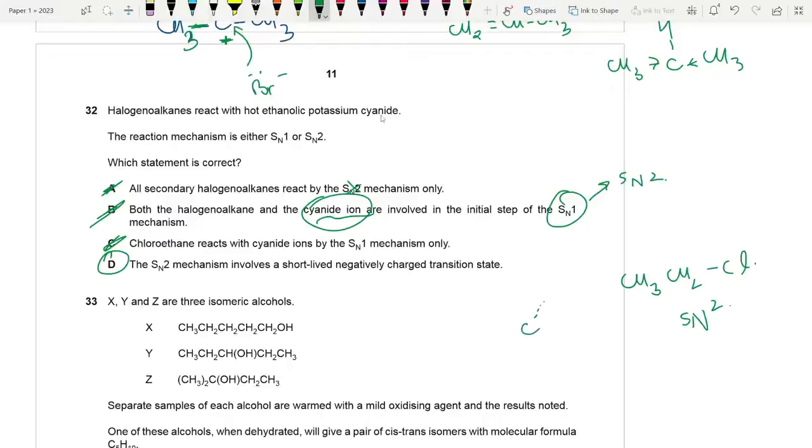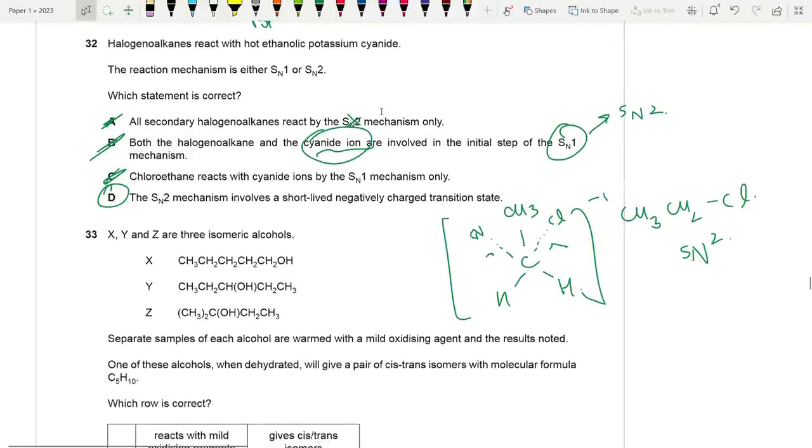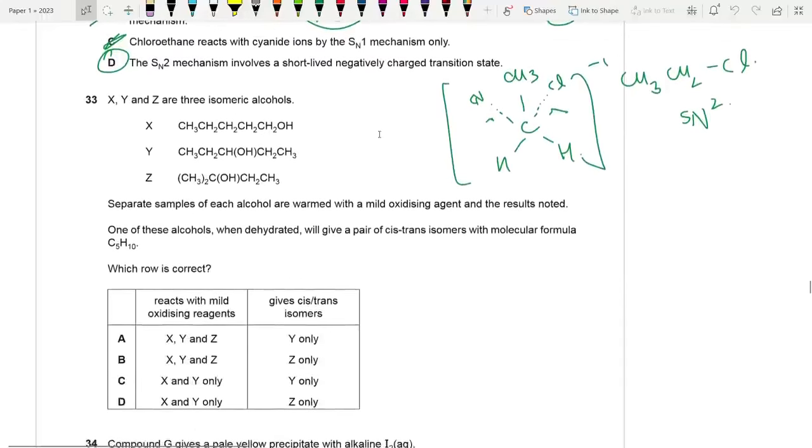basically the bond breaks with the chloride and the new bond forms with the cyanide ion, and on the other hand we have the other stuff lined up, like CH3 over here, hydrogen here. It has 5 bonds transiently. One is breaking while the other forms, and it has a negative charge due to the attack by the cyanide ion. D is correct. And for SN1, remember that the intermediate is a carbocation.